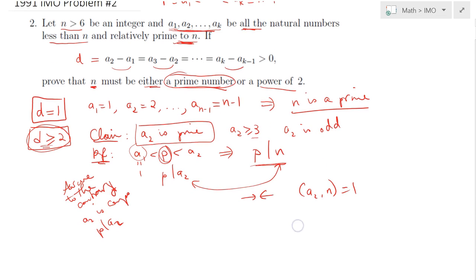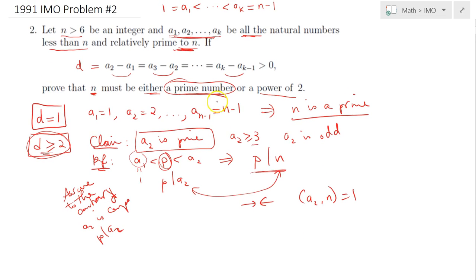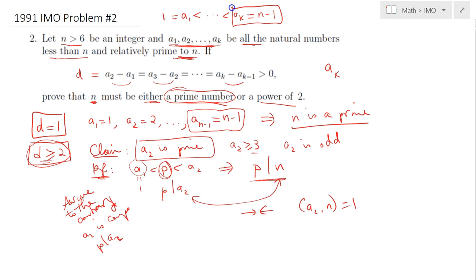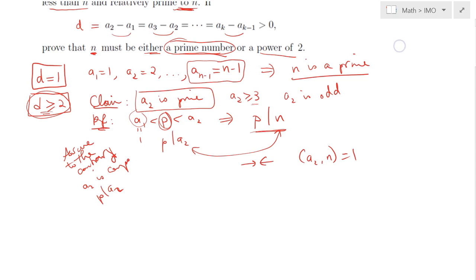Let's also focus on this thing here. a_k, the largest number relatively prime to n, is n minus 1, right? So let's make use of that, I guess, right?